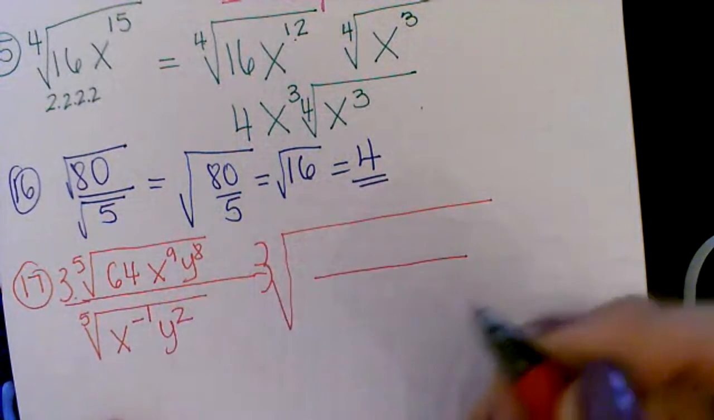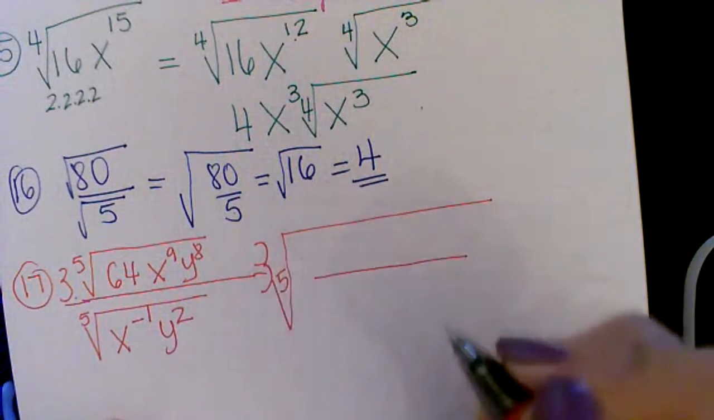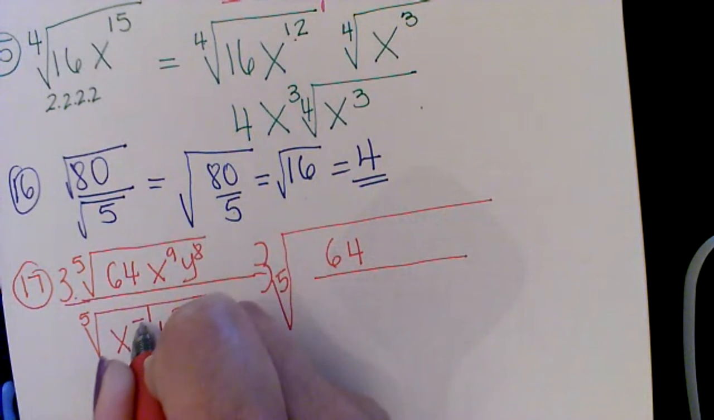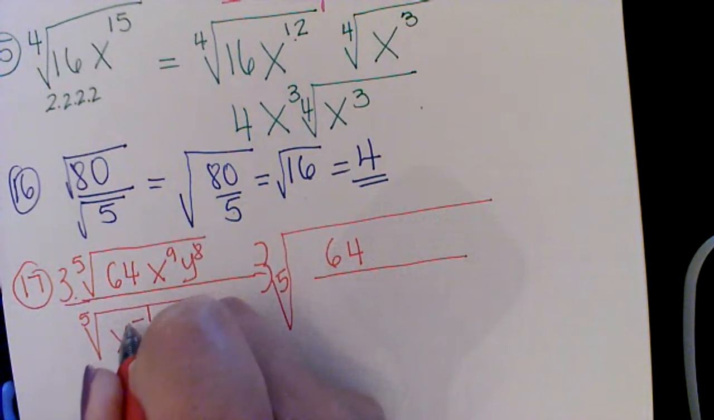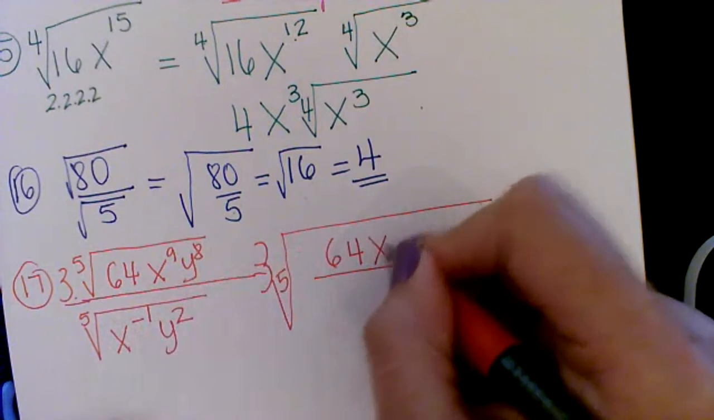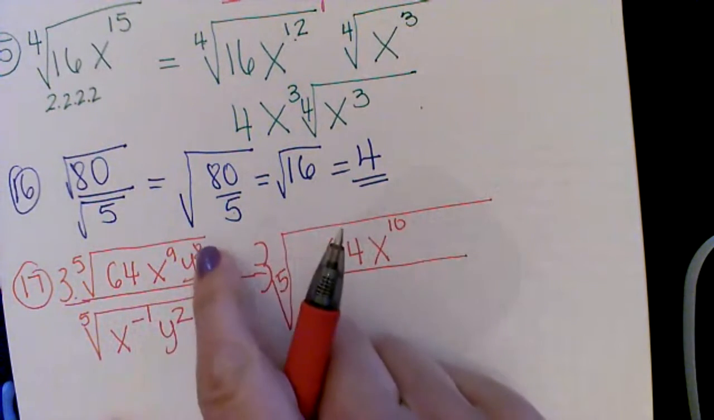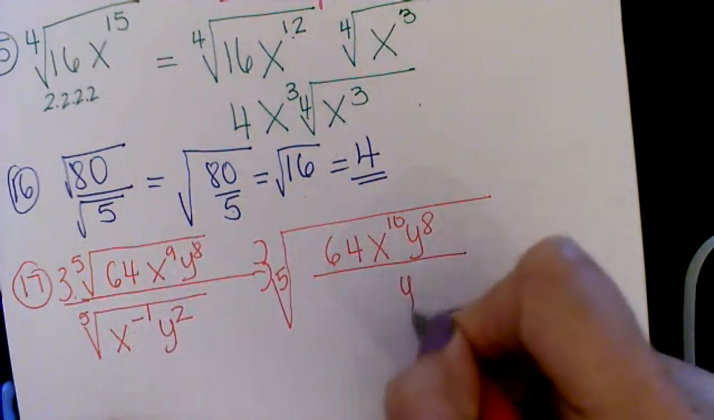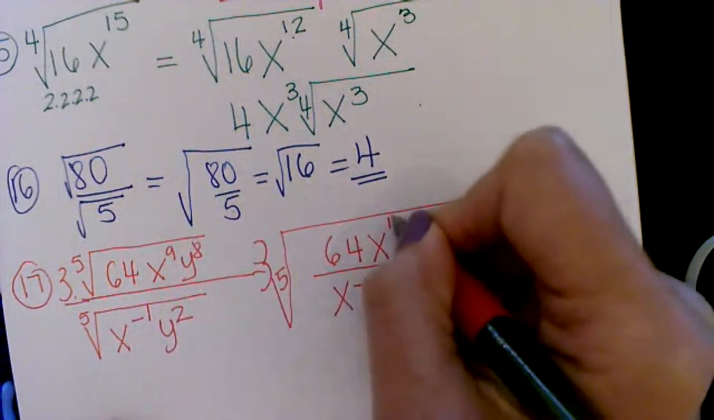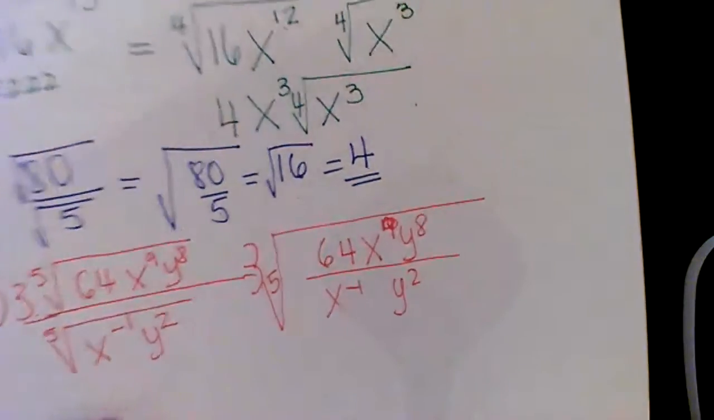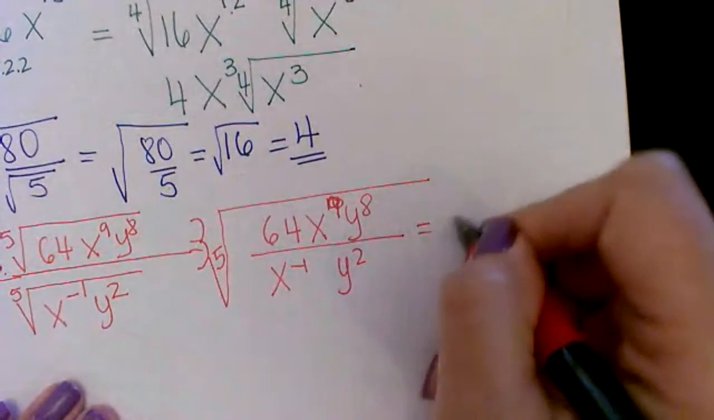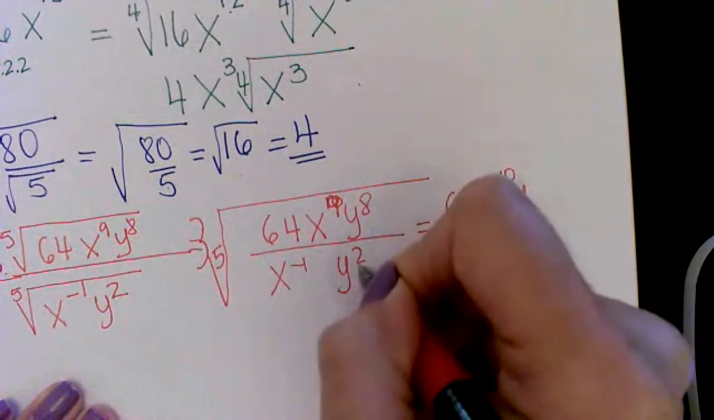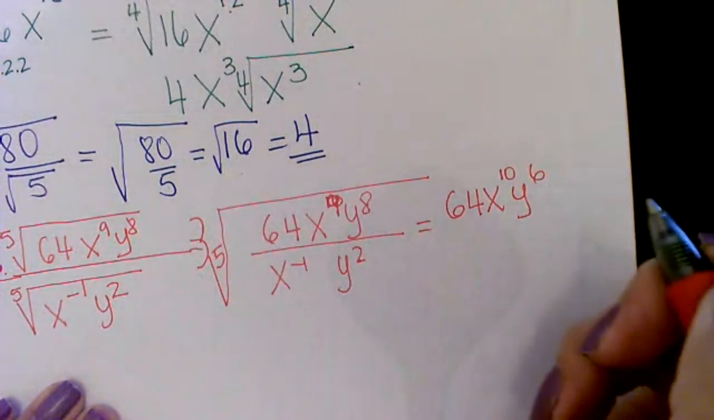The 3 is outside, don't forget that. And this is to the 5th power. So I have 64. X is going to be the reciprocal, right? So if it's the reciprocal, we're going to add it up here. 8 minus 2, meaning this is what we have. Do it that way, okay? So what do I get from here? 64 x to the 10th power and 8 minus 2, 6.